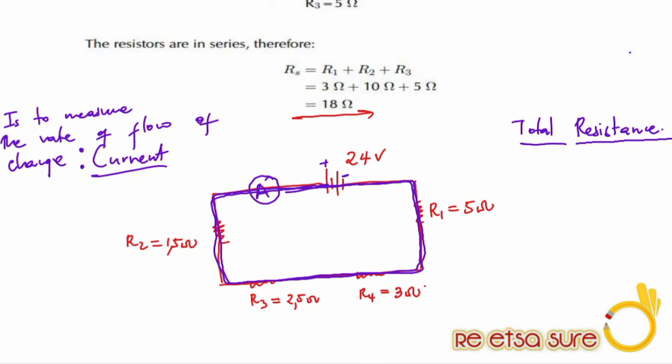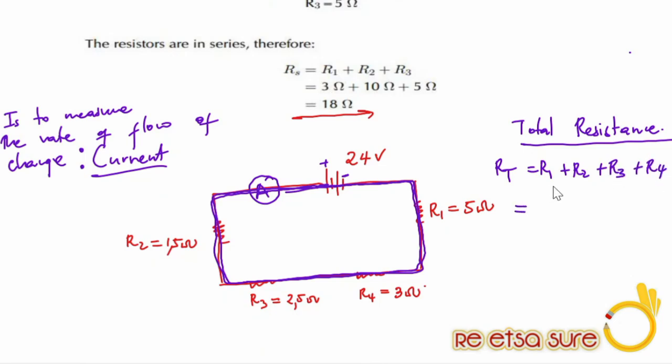What is the total resistance of the circuit? How many resistors are here? Learners, how many resistors are here? Yes, we have 4. So RT is equal to R1 plus R2 plus R3 plus R4.